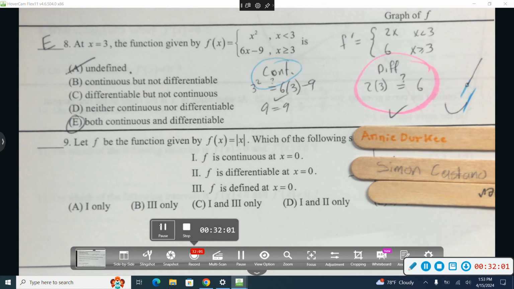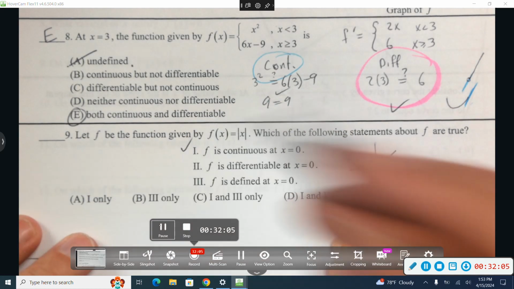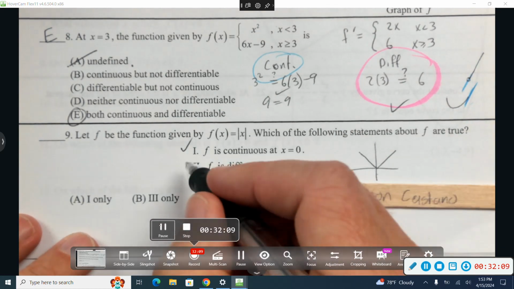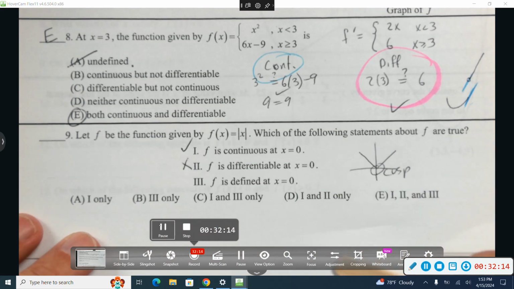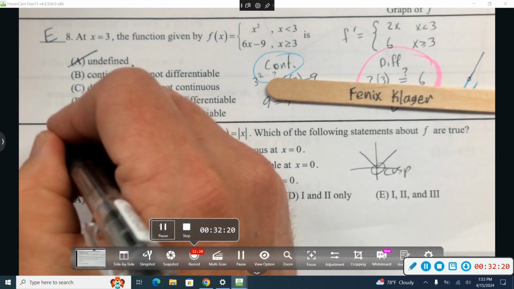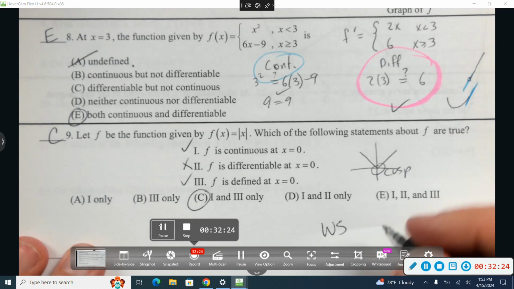Annie, is f continuous at 0? Yes. Simon, is f differentiable at 0? Why not? It's a cusp. And Phoenix, is f defined at 0? Yeah, there's a point there. So 1 and 3 only. Nicely done. Got to everybody.